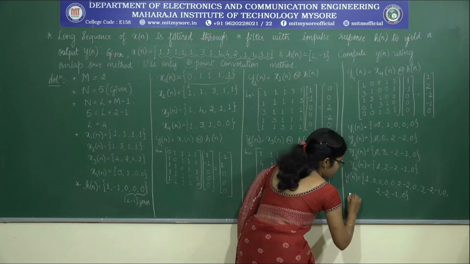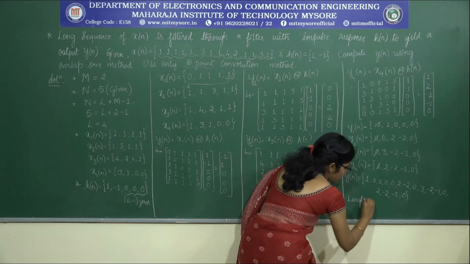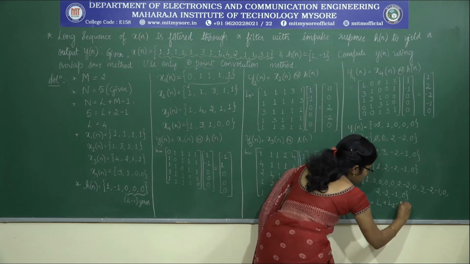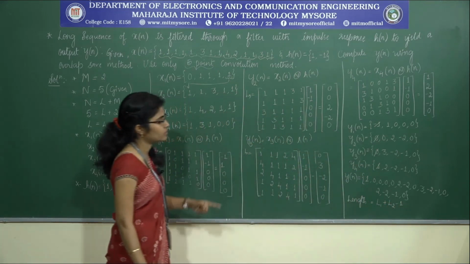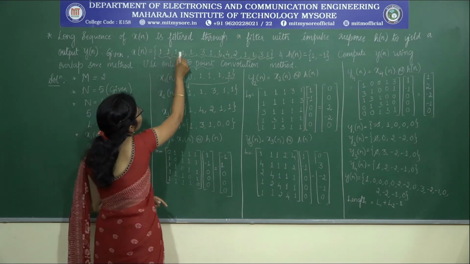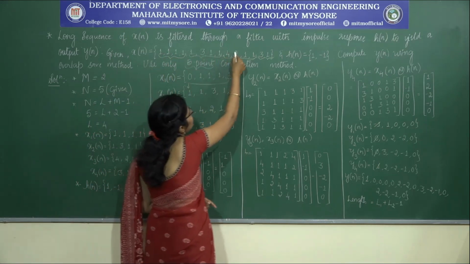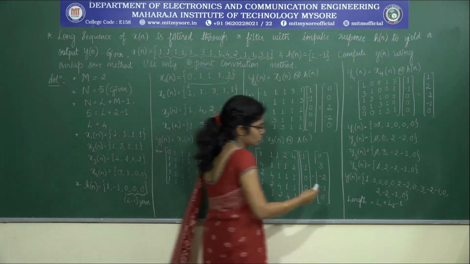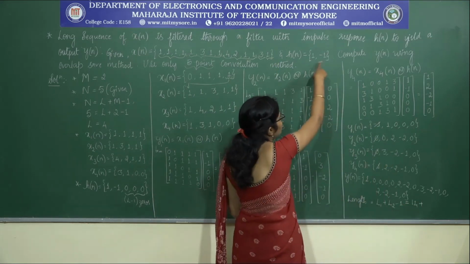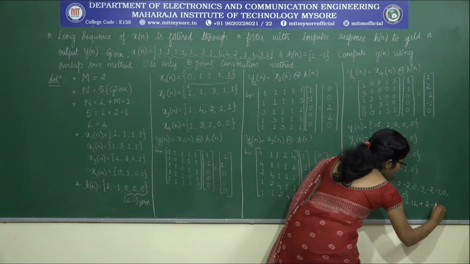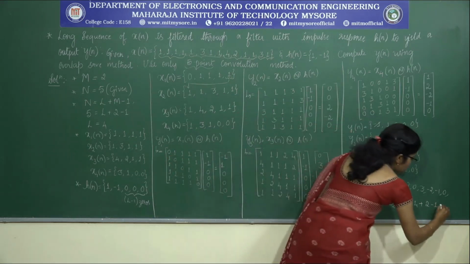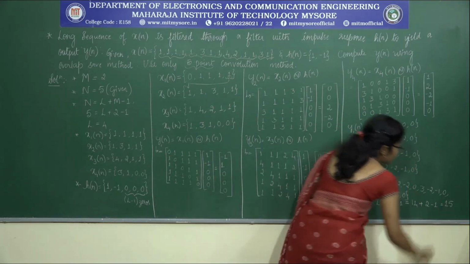Okay. In order to do so, we have the formula for length of y of n, which is equal to L1 plus L2 minus 1. So what is L1? L1 is nothing but the length of x of n. So the length of x of n is nothing but 1, 2, 3, 4, 5, 6, 7, 8, 9, 10, 11, 12, 13, 14. So L1 is 14. So L2 is the length of h of n, that is 2. So 14 plus 2 is 16, 16 minus 1 is 15. So it should have how many samples? It should have 15 samples.